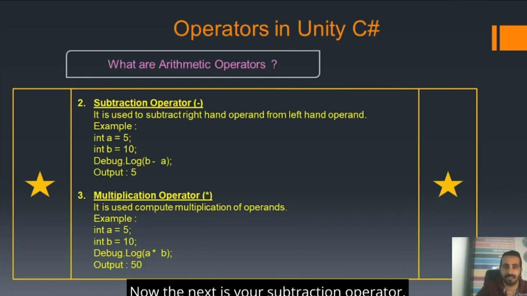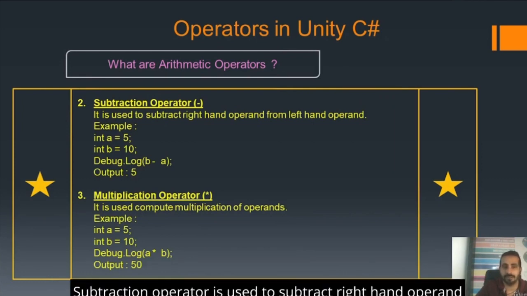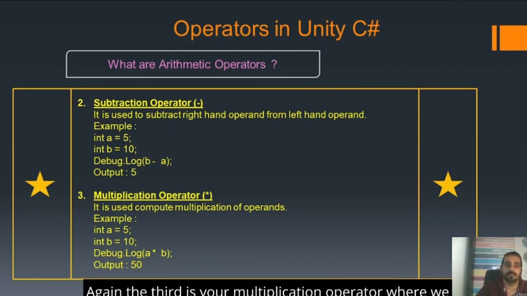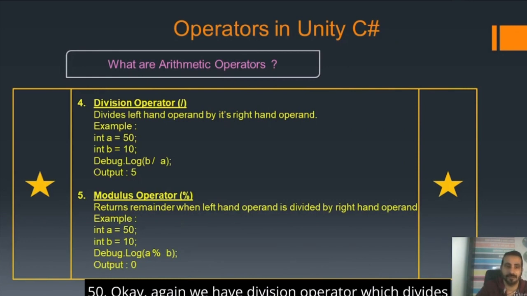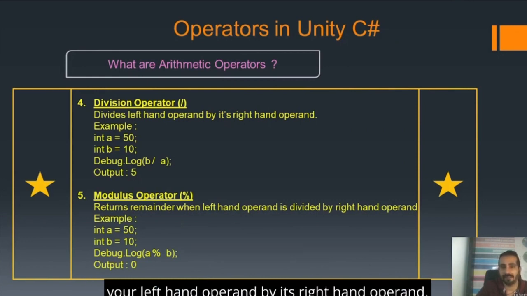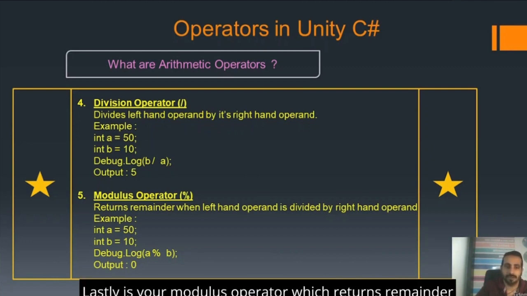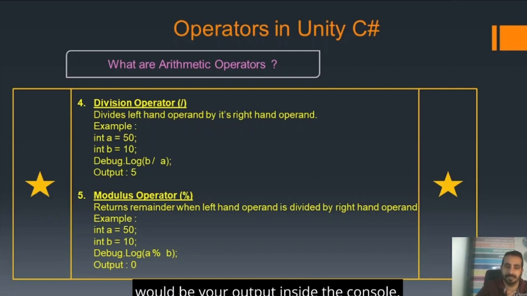Next is your subtraction operator. The subtraction operator is used to subtract the right hand operand from the left hand operand. The third is your multiplication operator, where we compute the multiplication of operands or variables. We have the division operator, which divides the left hand operand by the right hand operand. Then there is the modulus operator, which returns the remainder when the left hand operand is divided by the right hand operand. So if you perform division, the remainder you get would be your output inside the console.